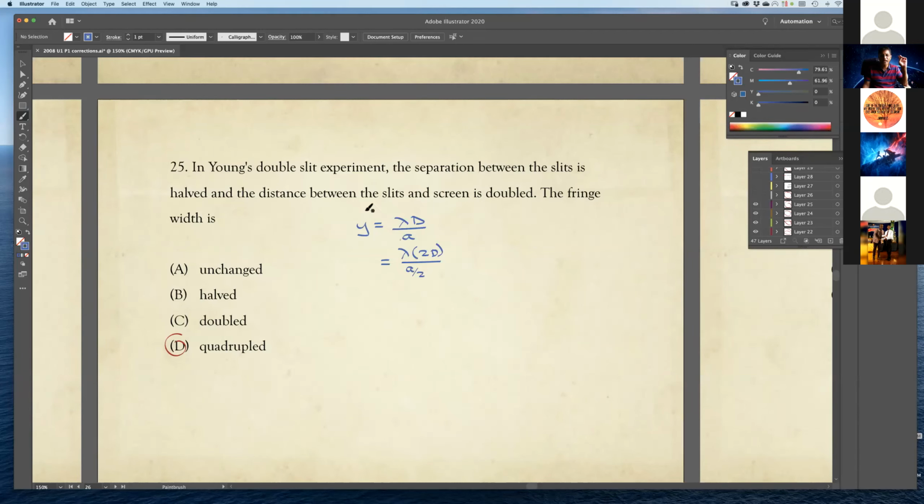The question is, what happens to Y? What is Y prime going to be, with this adjustment done? We can do the math and we can see that it is 4 lambda D over A. So what happens is the separation between the fringes is quadrupled, and the answer is D.